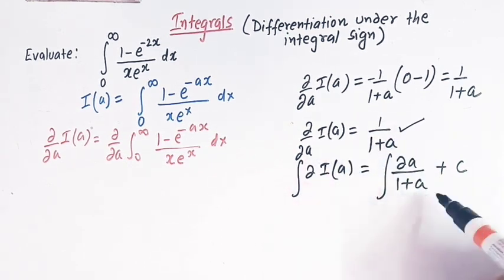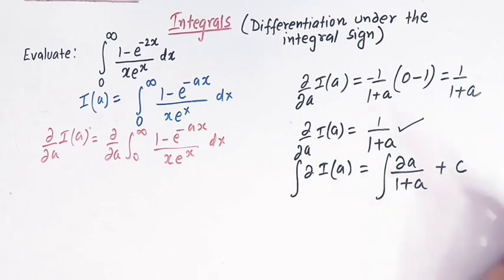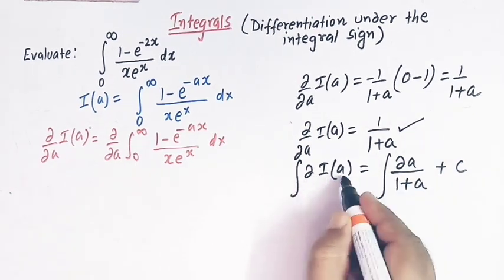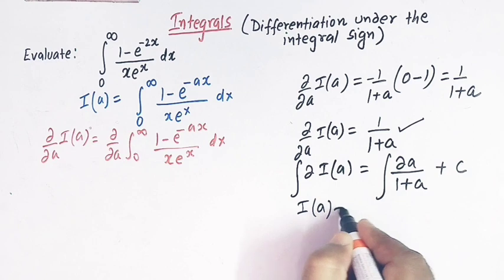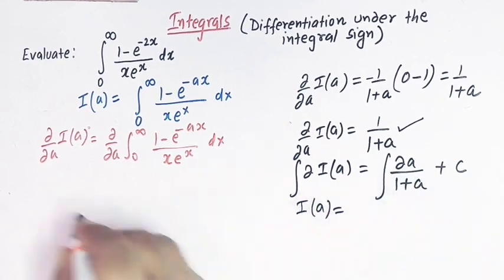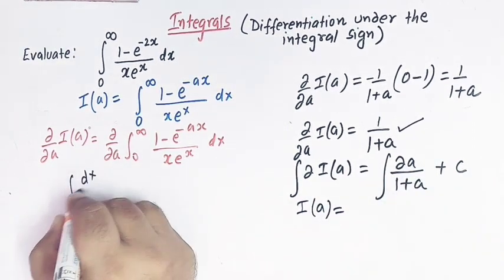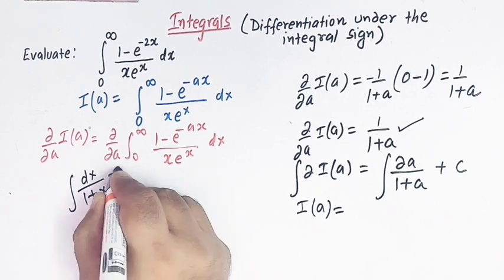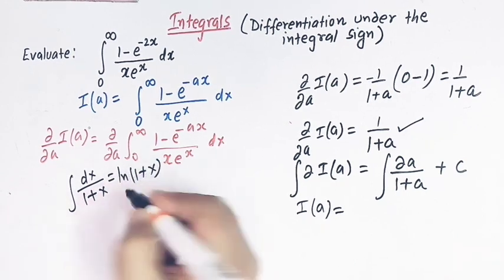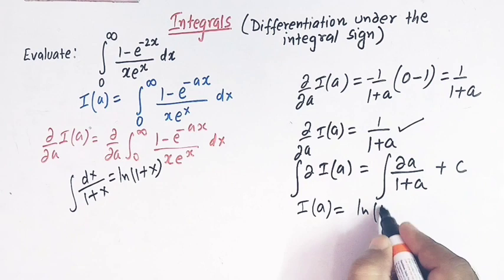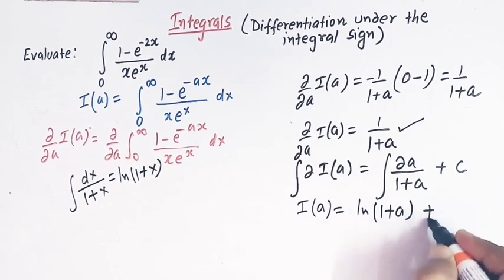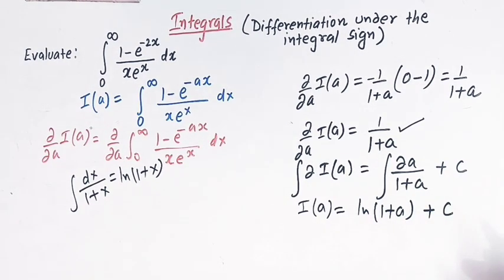So now we can integrate both sides with respect to a. So here we have simply I(a), and here the integral of dx over 1 plus x is log of 1 plus x. So here we have log of (1 plus a) plus c, where c is the constant of integration.